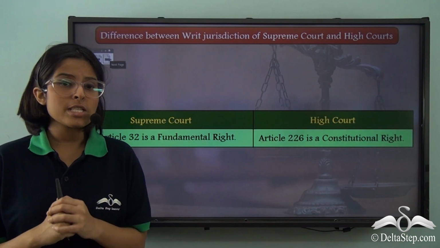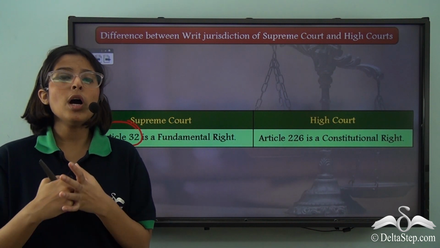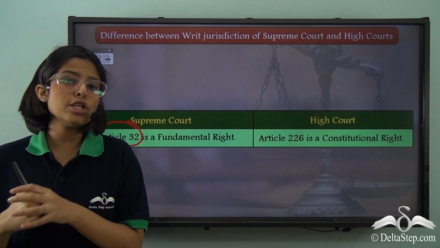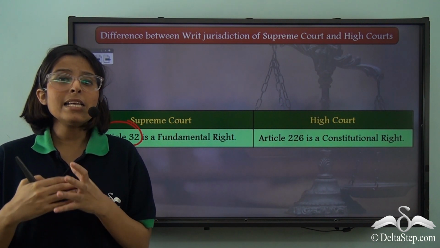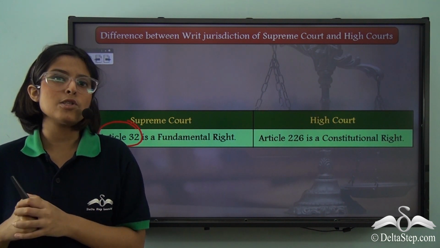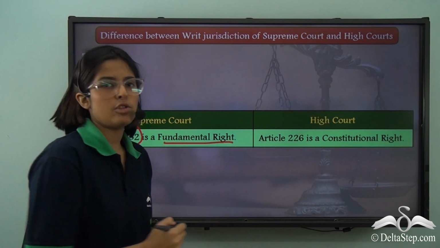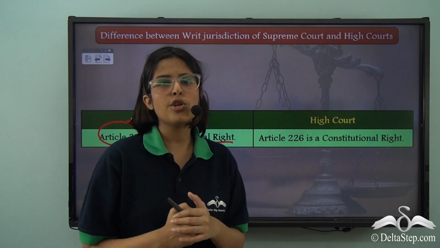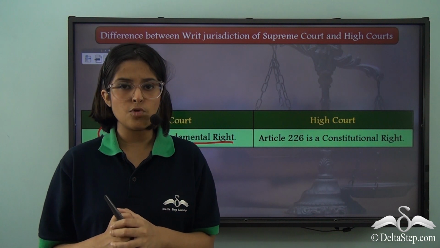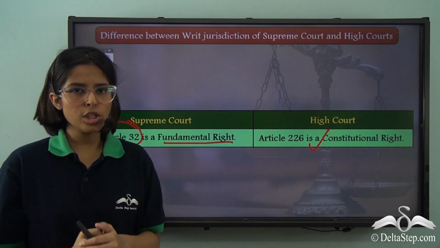Now, if you have noticed, Article 32, which gives us the power to apply for a writ petition in the Supreme Court, is under Part 3 of the Indian Constitution and is one of our six fundamental rights, that is, the right to constitutional remedies. So, Article 32 is a fundamental right, whereas Article 226 falls under Part 5, Chapter 5 of the Constitution and is not a fundamental right, but a constitutional right.